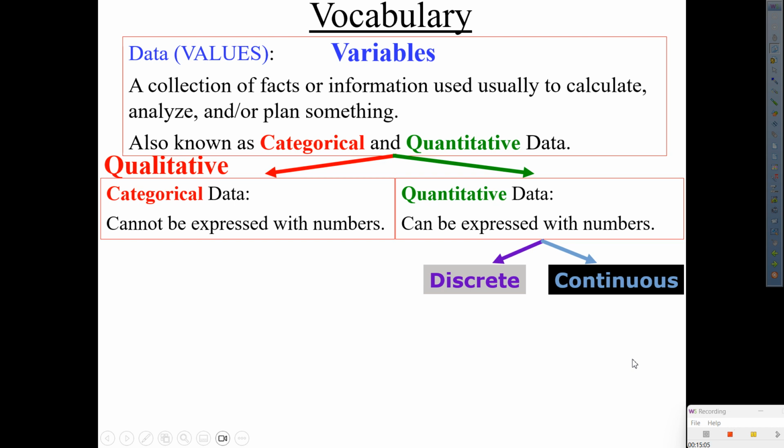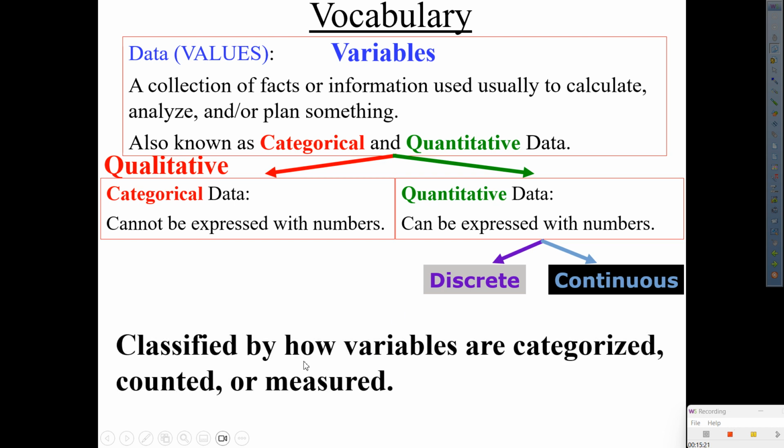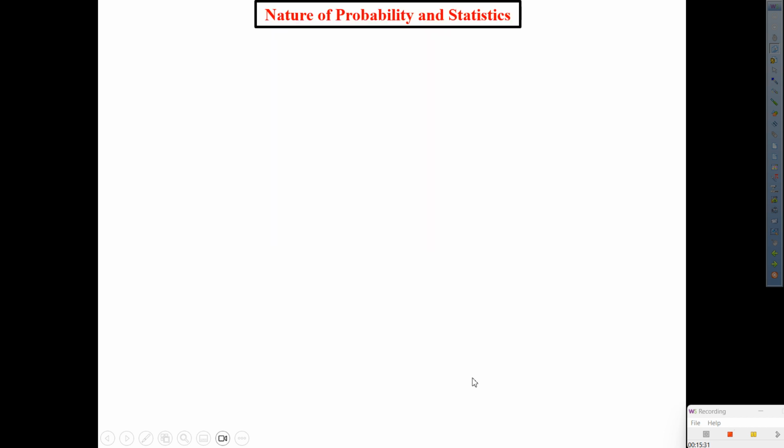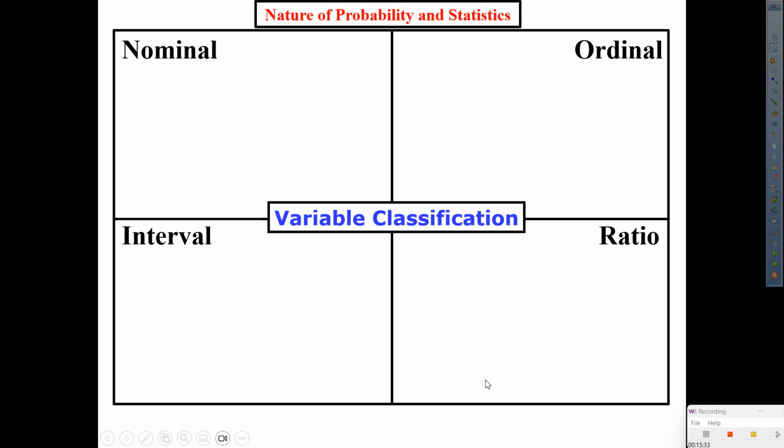Next. So, as we continue with discrete and continuous variables, these could be classified. What does that mean? We can set them in categories. Classification of variables is by categories or counted and measured. How we can categorize them, counted and measured. So, underneath where you wrote this down, make this table, please. Like a little Frayer model.